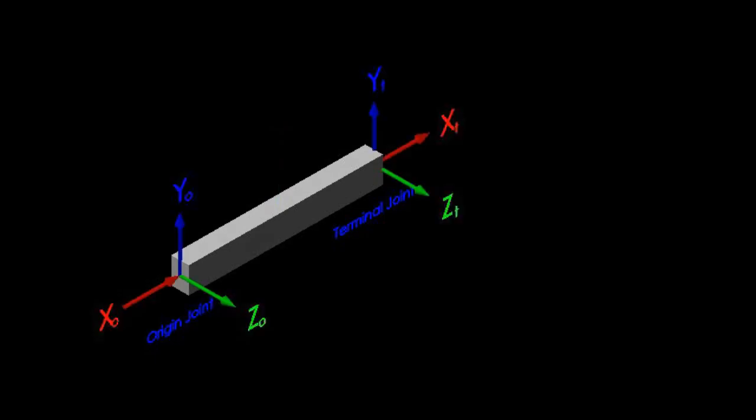Here we have a beam element. The origin joint and the terminal joint are shown in the image. And this is the local coordinate system. X-axis passes through the longitudinal axis of the element. Y-axis passes through the center of the width of the element. And Z-axis passes through the center of the depth of the element.